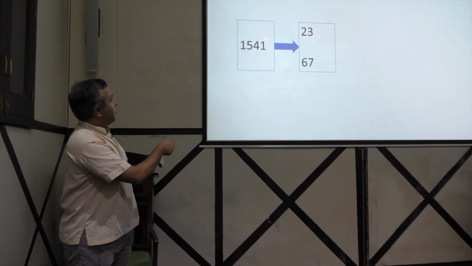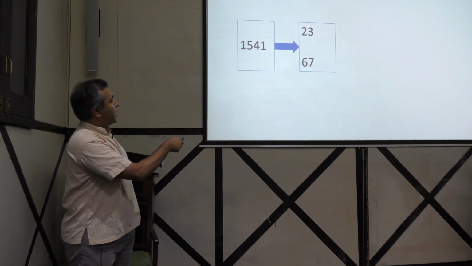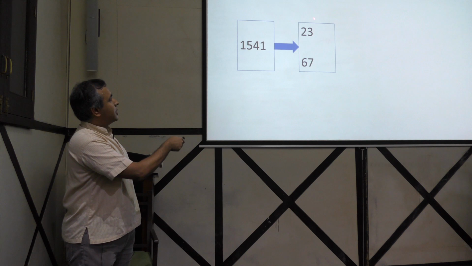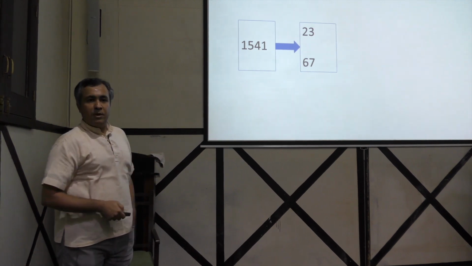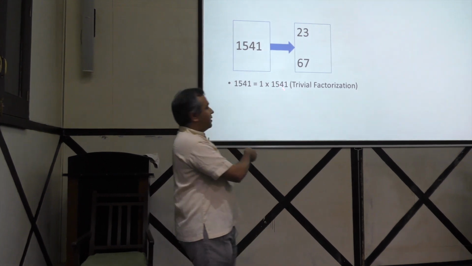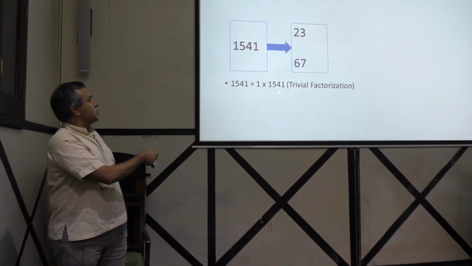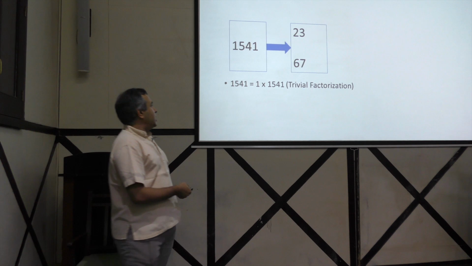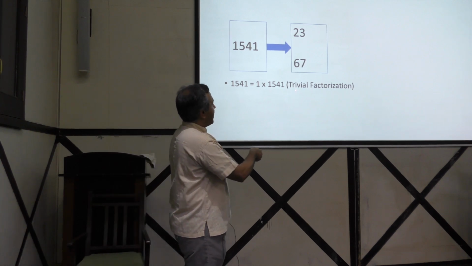Factorization is, given a number, I want to break it up into two parts such that the product of these two numbers is this number. Of course, when I say this, you can cheat and say I can always give this factorization. I can always give 1 into that number itself. This is a cheat, and we'll call it the trivial factorization.